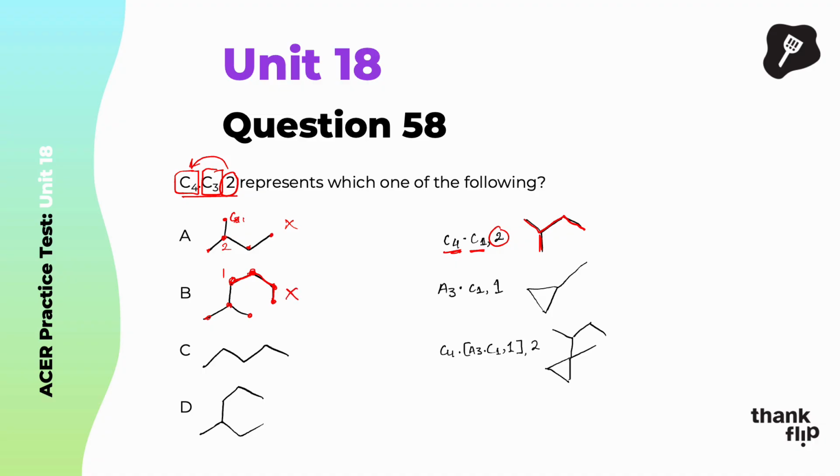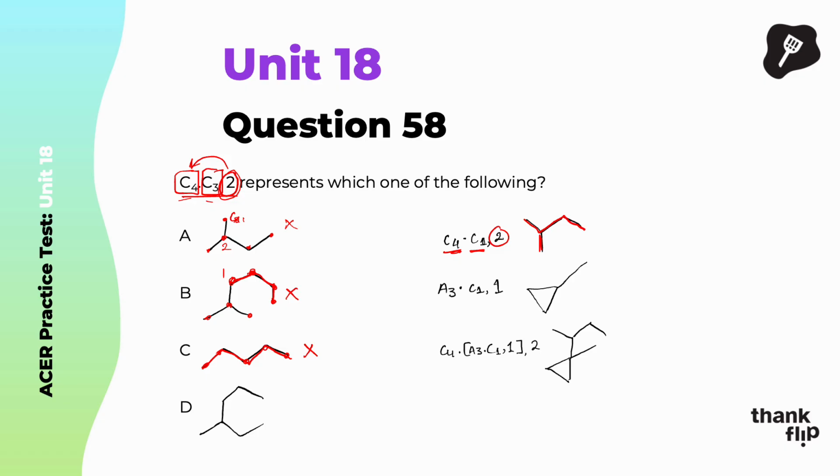It's not attached at carbon number 2. It's attached at carbon number 1. And then here we just have 1, 2, 3, 4, 5. And so that's incorrect as well, right? That's not represented by C4 or C3. Then let's look at answer option D.